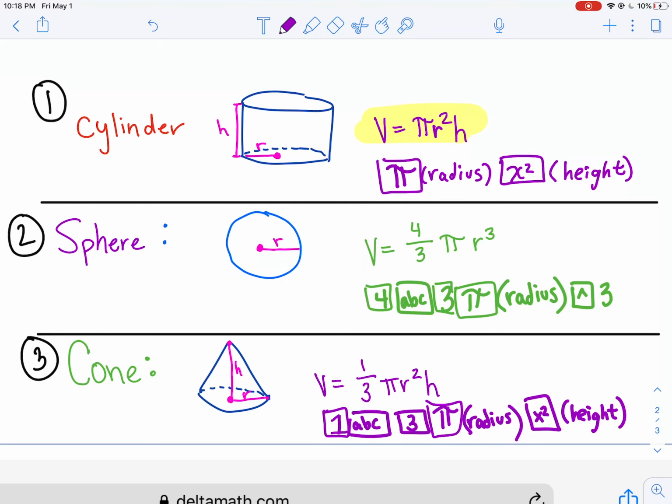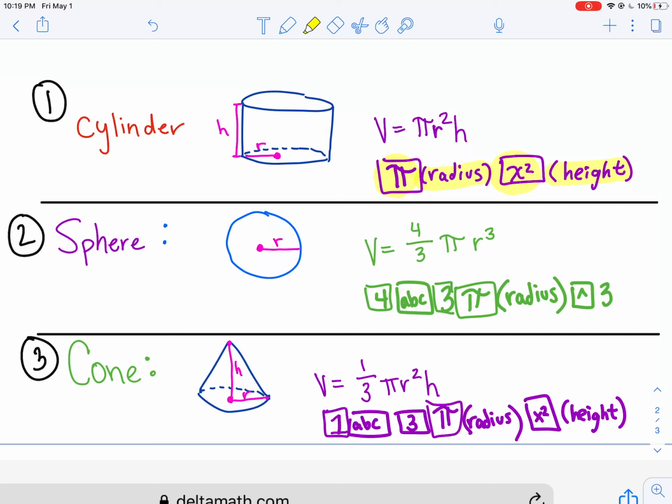So the first thing I'm going to encourage you to do is to pause the video and write down the formulas. The volume of a cylinder is found by taking pi radius squared times height. When you type that into the calculator that we've used all year, you want to type the pi button, put your radius in parentheses, type the x squared button, and put your height in parentheses.